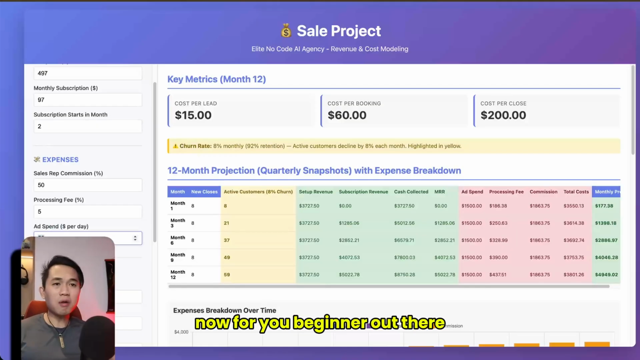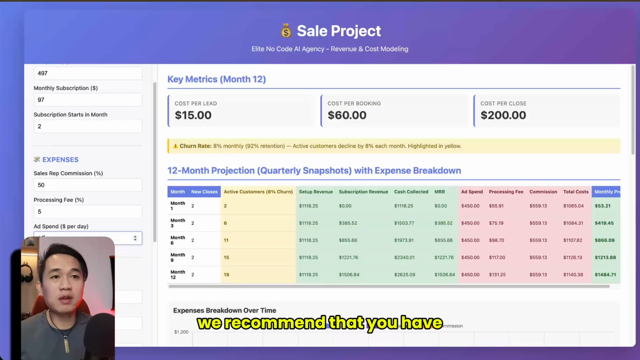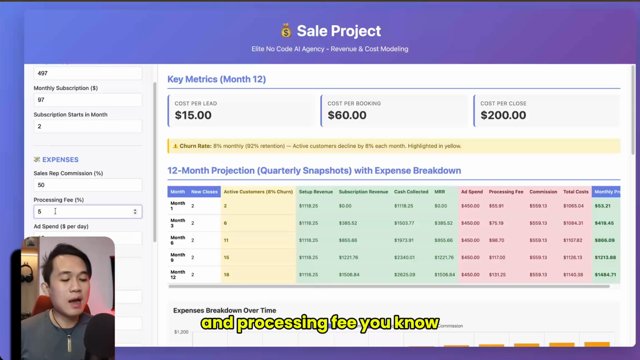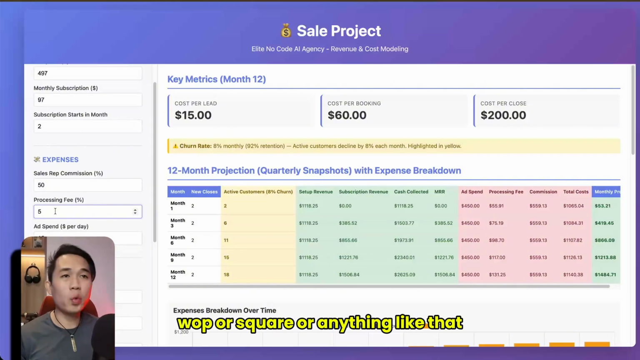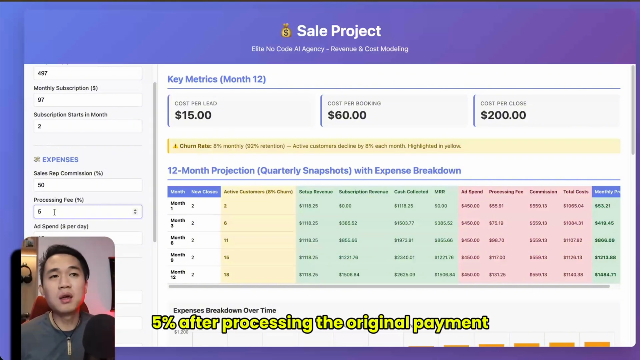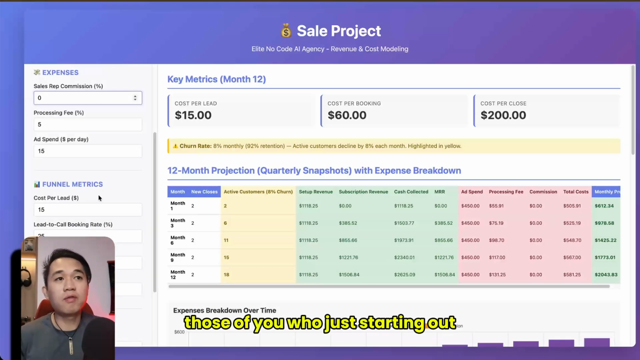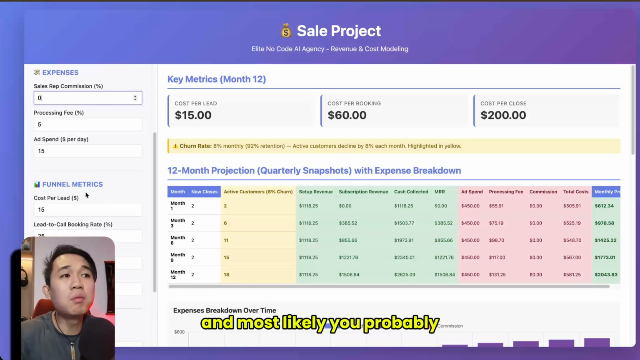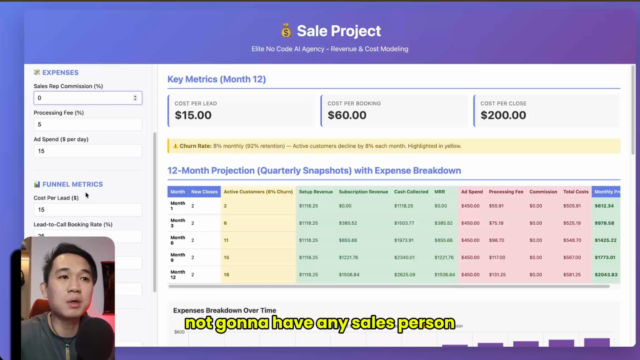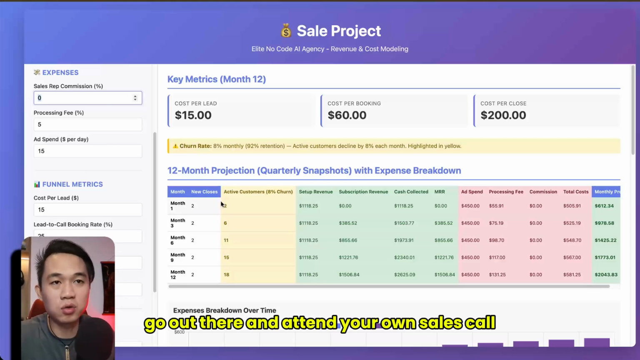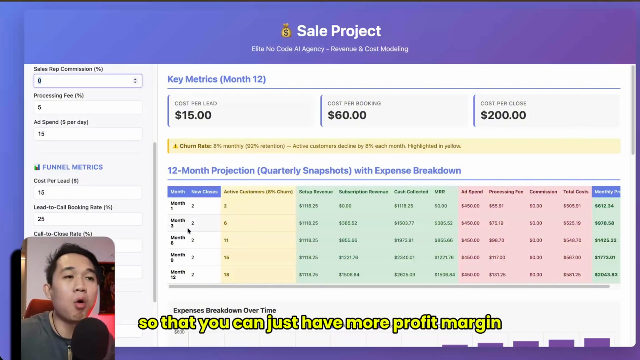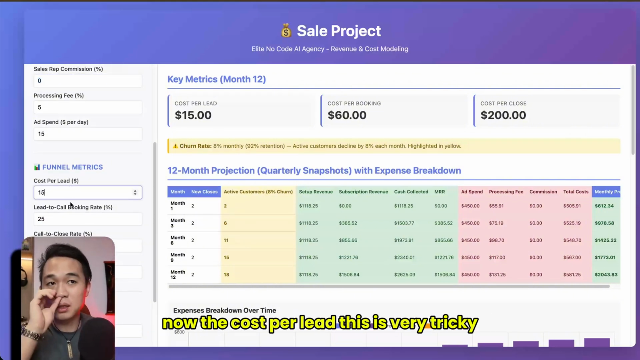The first barrier of expense is always the salesperson, the processing fee, and the ad spend. For you beginners out there, we recommend that you have at least $15 per day of ad spend. For the processing fee, you're going to be using Stripe, Wise, or Square, or anything like that. They typically charge around 5% after processing the original payment. I'm making this video for those of you who are just starting out, and most likely you're not going to have any salesperson, so you'll be paying $0 of sales commission. I highly recommend that you attend your own sales calls so that you have more profit margin.